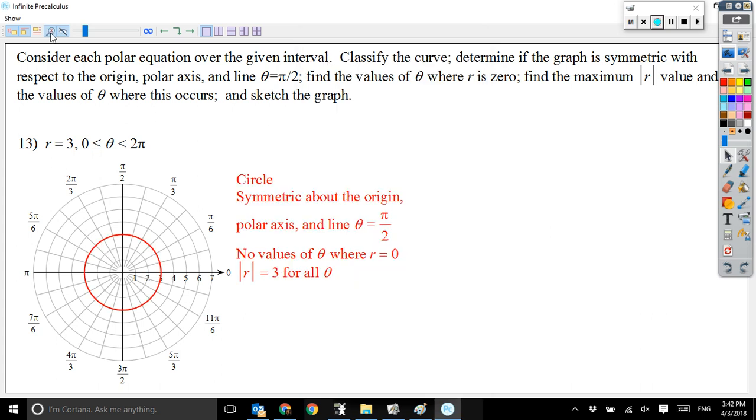Then I'm going to hit graph. Now, that might not look quite like a circle, but should be if I graph it on here. It should be a circle with a radius of 3.